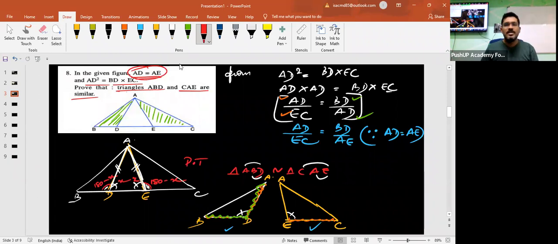Understood now? Children, don't expect similarity sums to be done as you do GST or banking sums, where you read the questions and directly use a formula and solve it. That never happens in similarity. A lot of brainstorming is required. You must have understood now, right?